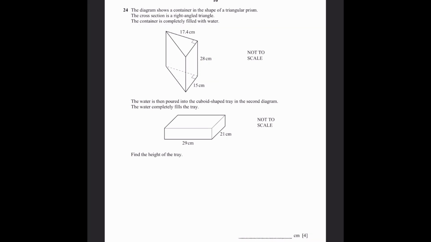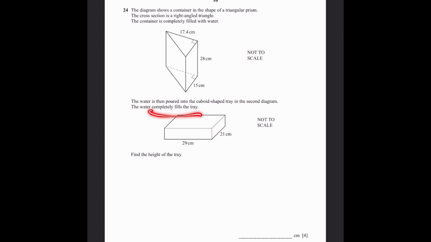The diagram shows a container in the shape of a triangular prism. Cross section is a right-angled triangle. It's completely filled with water as well. The water is then poured into the cuboid-shaped tray in the second diagram. The water completely fills the tray. Find the height of the tray, or in other words, this.